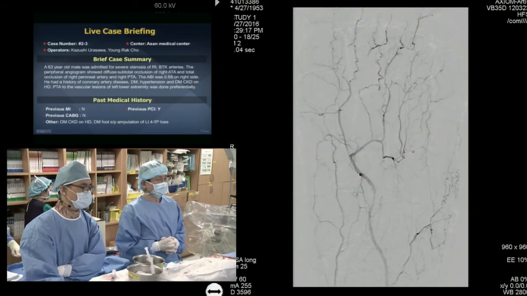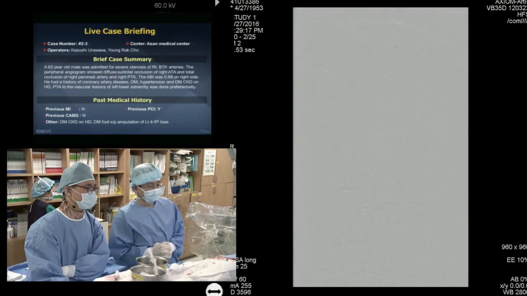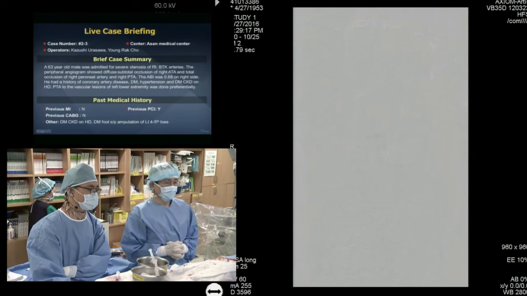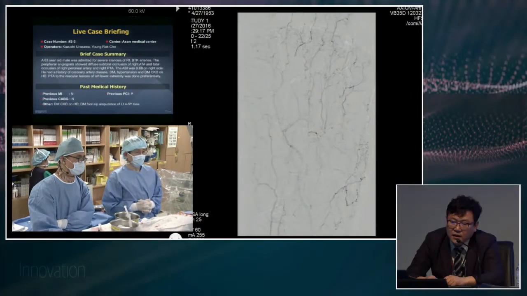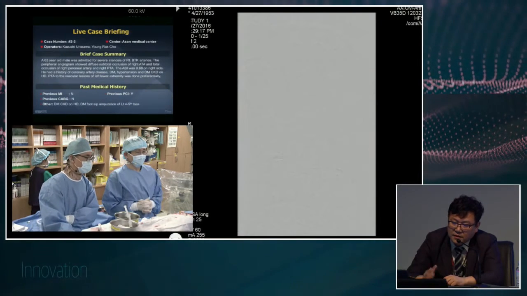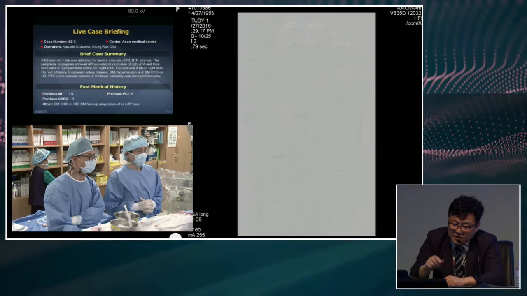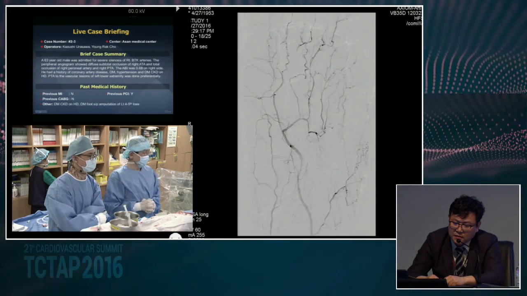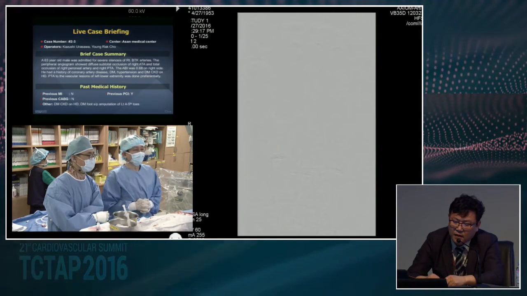Outstanding. I have some questions for Professor Cho. I'm a vascular surgeon, and I want to discuss the indication of PTA for a below-the-knee lesion. Does this patient present any symptom? He has a small wound, a non-healing ulcer. Yes, he has a symptom.